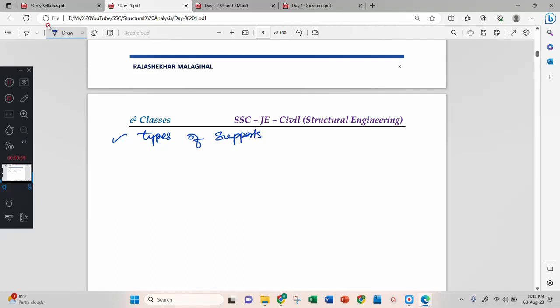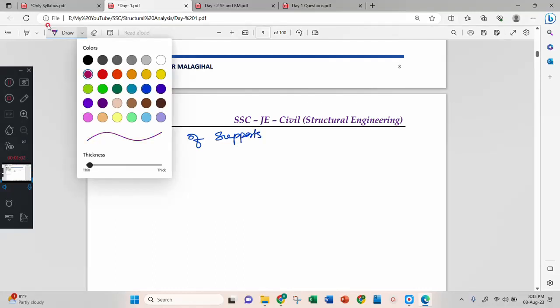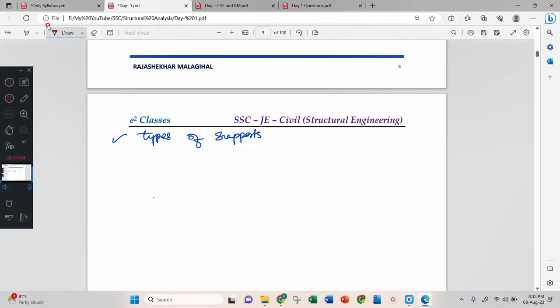Now look here. The first support is simple support. Simple support means we have some columns here, and above that a beam is kept. It is just kept. It is not connected, not welded, not pinned. Nothing is done. It is just kept on two columns or walls. Then this is called a simple support.